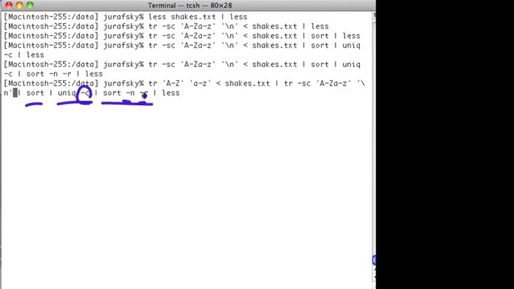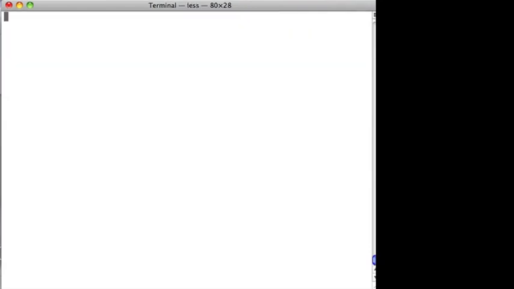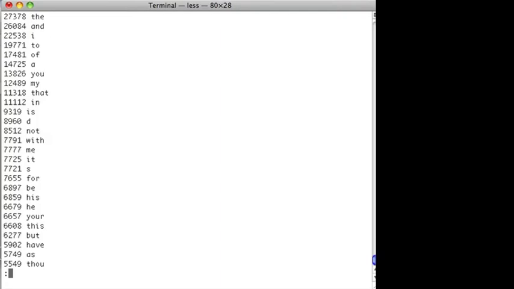So let's do that. All right, so now we've solved the problem of the ands. So now we only have lowercase and. We don't have our uppercase And appearing. But we have another problem. We have this d here. Why is the word d or the word s, why are they so frequent in Shakespeare?